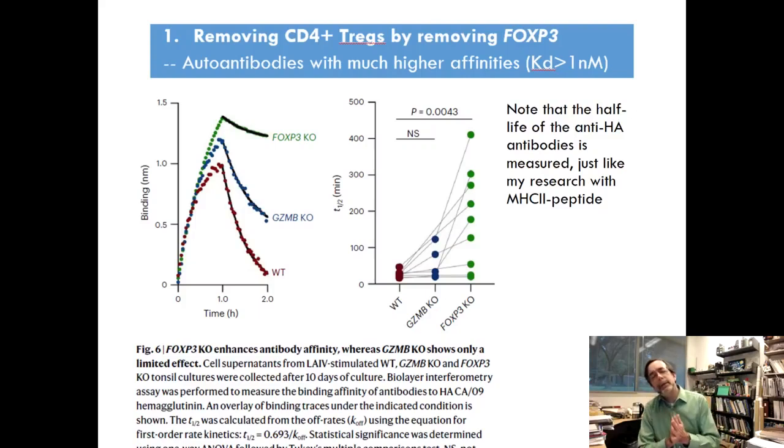This is really interesting. And what I love about this is they also looked at the half-lives. Remember that we talked about half-lives with MHC peptide? I talked about in grad school, I would bind the peptide to the MHC and I would wait for it to fall off. The faster it fell off, the weaker the interaction was. Well, they also looked at the half-lives for these different kinds of antibodies. They bound the antibody to an autoantigen and they let it fall off. They saw how fast it fell off. The wild type ones fell off really fast. The GZMB ones fell off medium fast. But the green ones, the FOXP3 ones, they took forever to fall off.